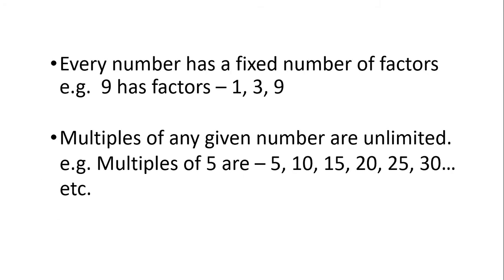Next, every number has a fixed number of factors. Example, 9 has factors 1, 3 and 9. Here you can see 1 is a factor of 9 because 9 into 1 is 9. 9 is a factor and 1 is a factor. And 3 into 3 is 9. So you don't need to put 3 twice here because both of them are the same number. So 3 is a factor. 3 into 3 is 9.